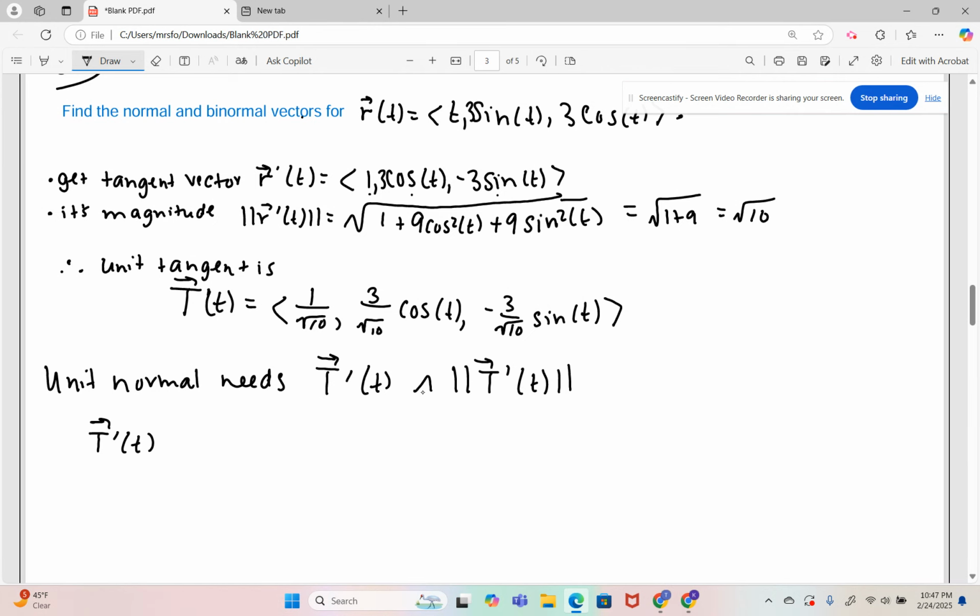So the derivative of a constant is 0. So the derivative of 3 over square root of 10 cosine t, you really just look at that cosine because remember you can slide the constant out. So that's going to become, cosine is negative sine, so negative 3 over square root of 10 sine t. And then negative 3 over square root of 10 sine. The derivative of sine is cosine.